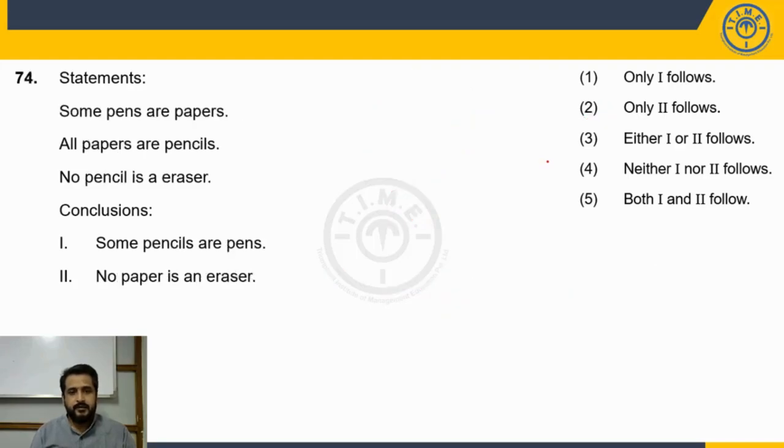No. Some pens are papers. Draw the basic diagram using the least intersection approach, the minimum intersection approach. Some pens are papers. All papers are pencils. So paper should be within the pencils.